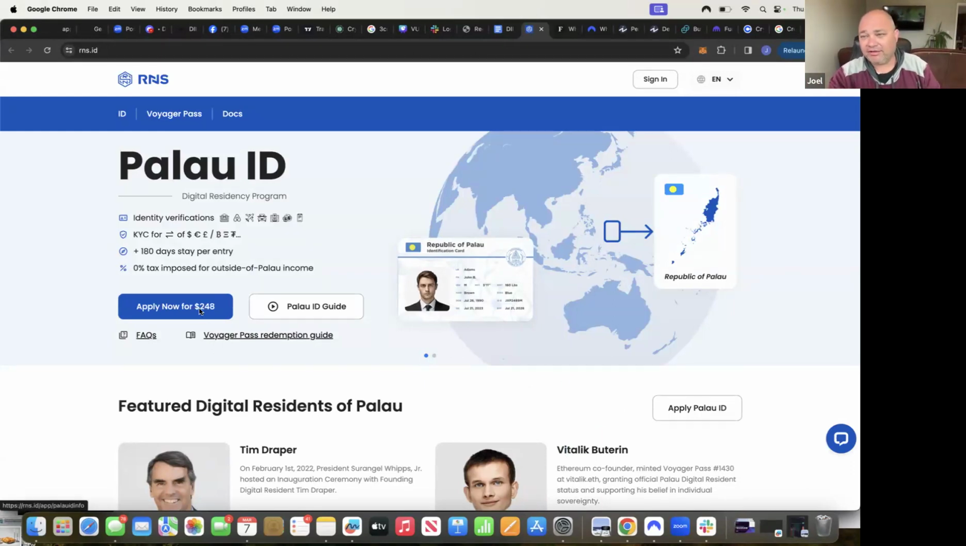$248 for a year. Like, I don't know, $500 for multi-year or something. And they actually mail you a little card. It's kind of cool. It's official.